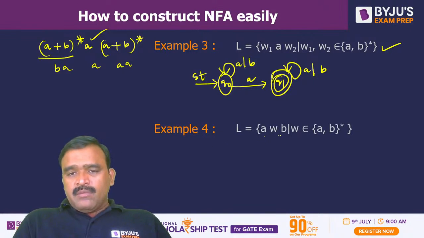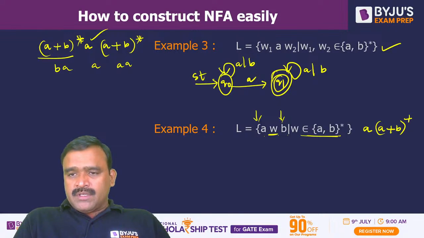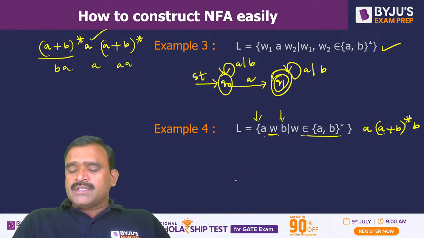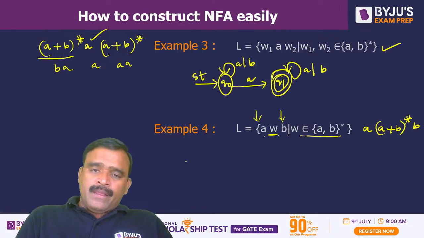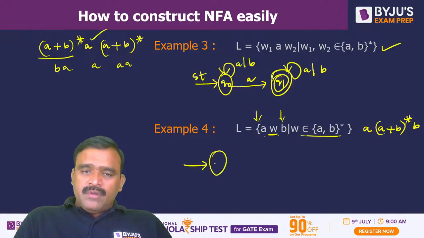It is a w b, where w is a combination of a's and b's. That means it is starting with a and ending with b, with any combination of a's and b's in between. So it is like this: a followed by (a+b)*, which gives any combination of a's and b's, followed by b. So it is a string starting with a and ending with b. What is the minimum string here? ab is the minimum string. So for ab we can go to the final state.